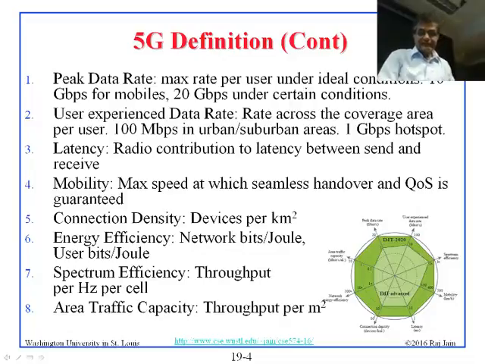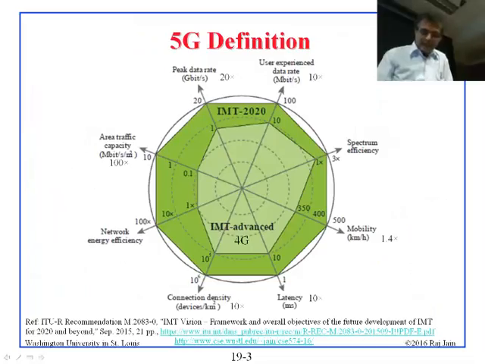Connection density, we already know. In energy efficiency, bits per joule, no big deal. Spectrum efficiency, bits per hertz, and the traffic capacity throughput. So I think those are all normal metrics. Okay. Any question about any of those 8 metrics? No. And by the way, this document is very easy to read. It's not very long. It's 21 pages. And so you might just want to read that.